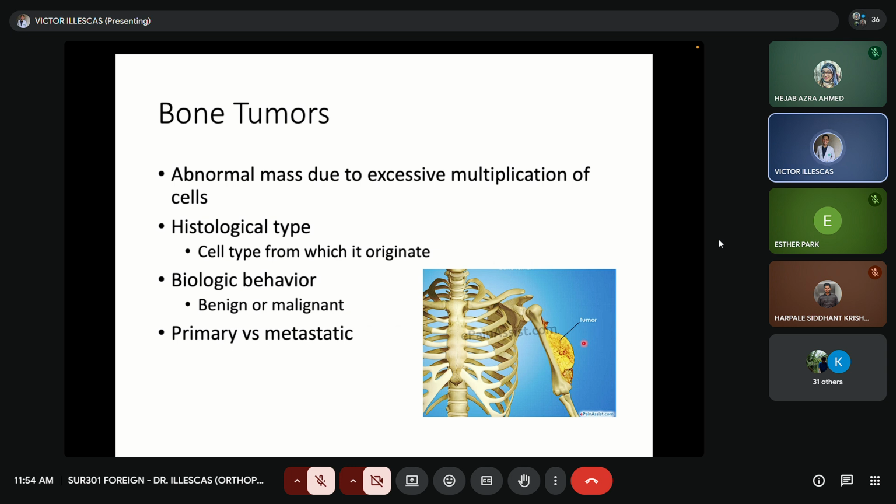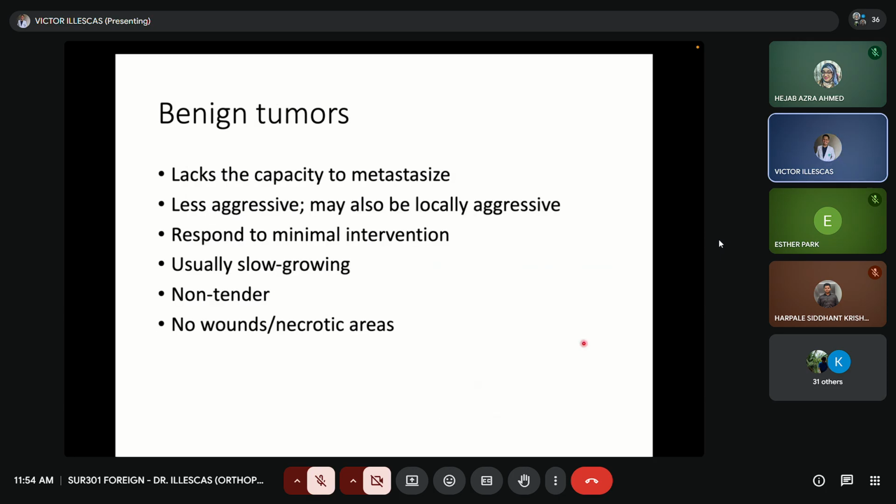These are abnormal masses due to excessive multiplication of cells. The cell type from where it originates is the histologic type. This is either a benign process or a malignant process, and it may also be primary or a metastatic process. In benign tumors, there is a lack of capacity to metastasize. It is less aggressive and will respond well with minimal intervention. These are usually slow growing, non-tender, and will not destroy the cortex of the bone.